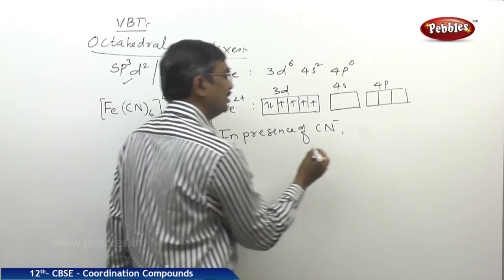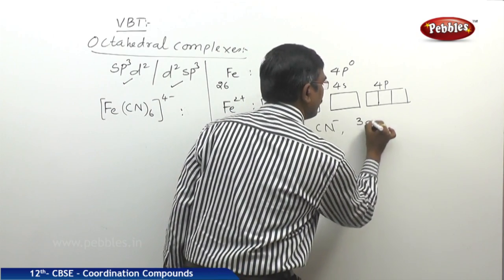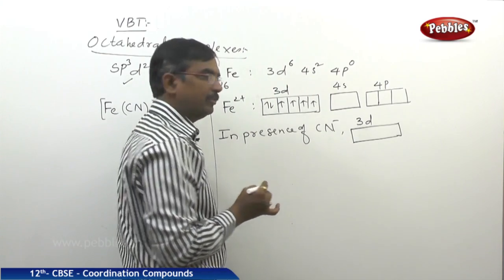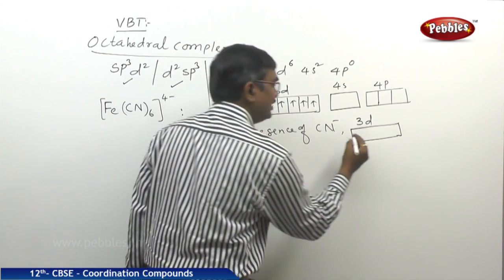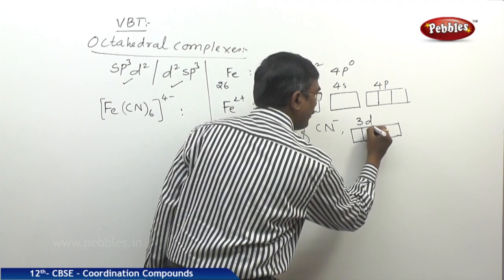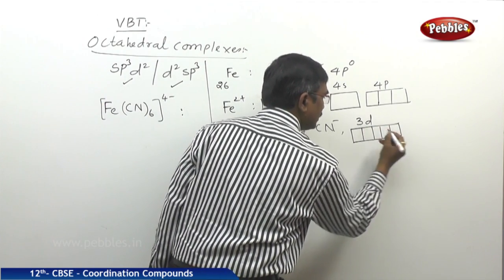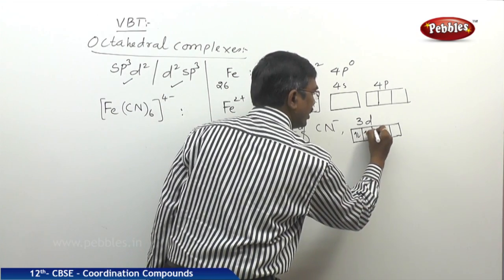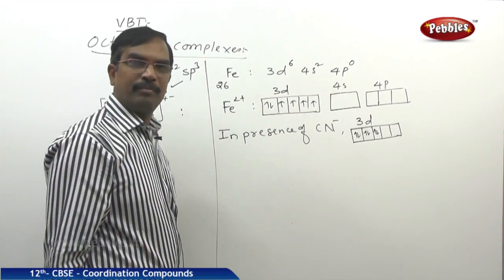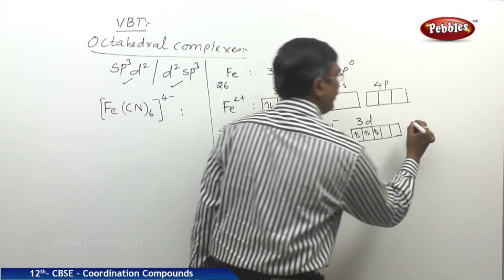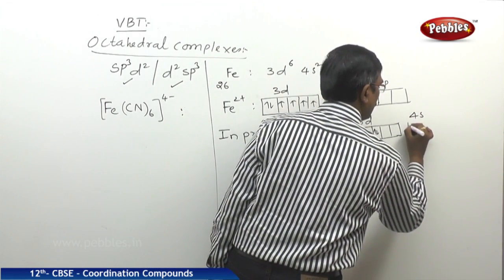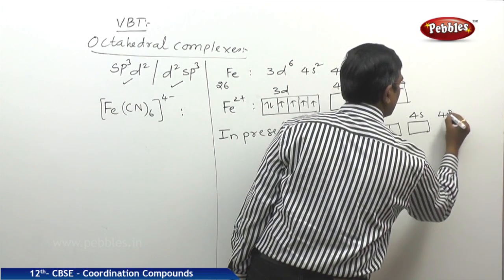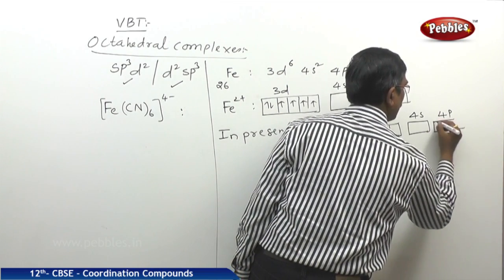So finally we can see here the 3d will have this kind of arrangement. So 1, 2, 3. These three get completely paired up. That's why there are 2 electrons here, 2 electrons here, 2 electrons here, all paired up. And usually 4s is vacant and 4p is also vacant, as shown above.